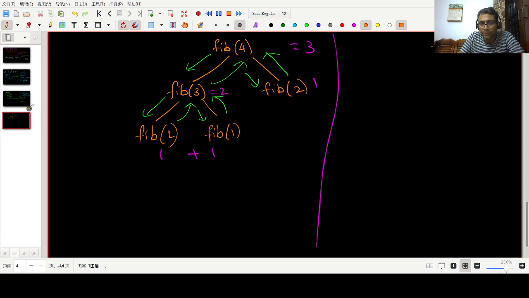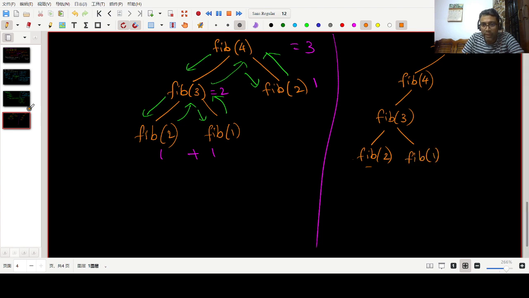fib of 5. Let me keep branching out, branching out, branching out, right? It stops because whenever it passes 2 or 1, it returns 1, right? Then right hand side, fib of 1, right? Then again it comes up, again fib of 2, stops again because 2, 1, 2, whenever it passes 2 or 1, it stops because it returns 1.